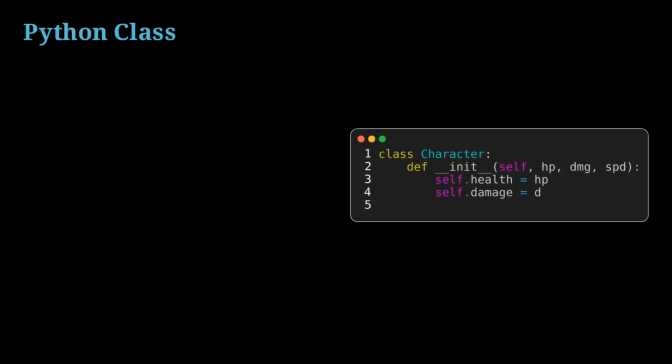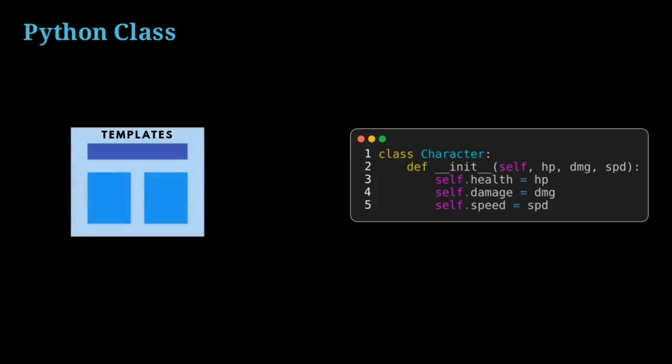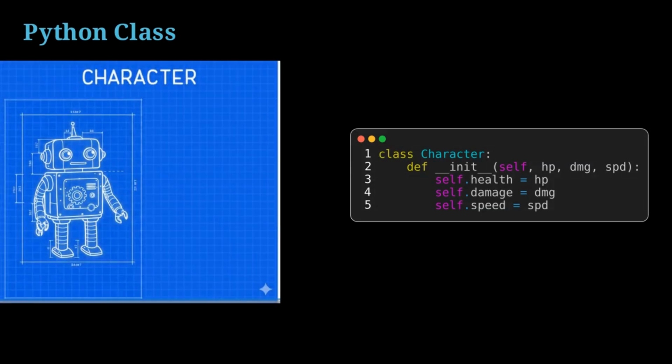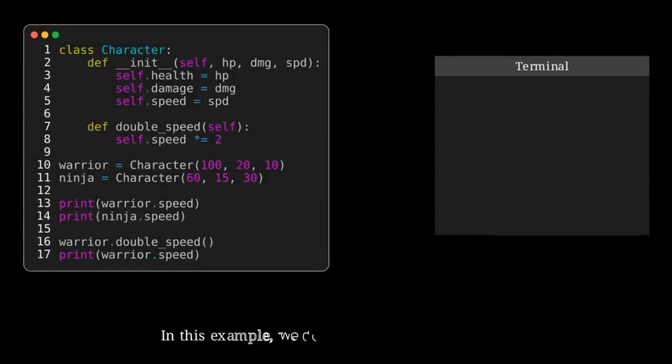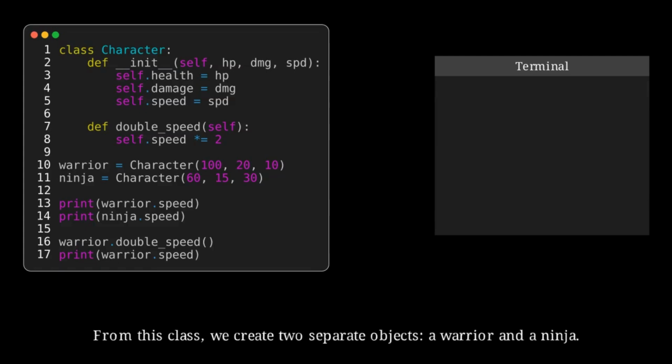Python class. This is a Python class, which works like a template that lets us create objects. Imagine we are building a video game and we need different characters, each with their own stats such as health, damage and speed. In this example, we define a class called Character. From this class, we create two separate objects, a warrior and a ninja.